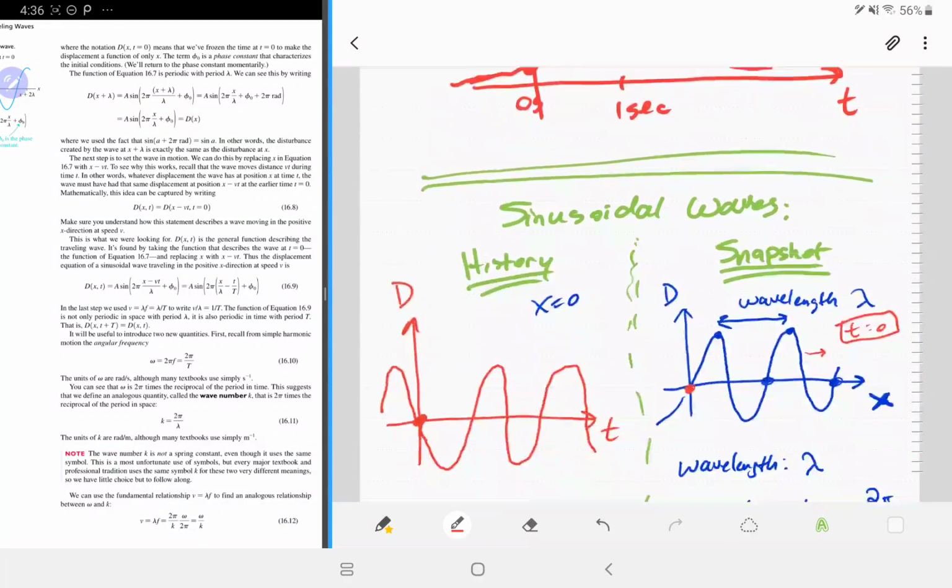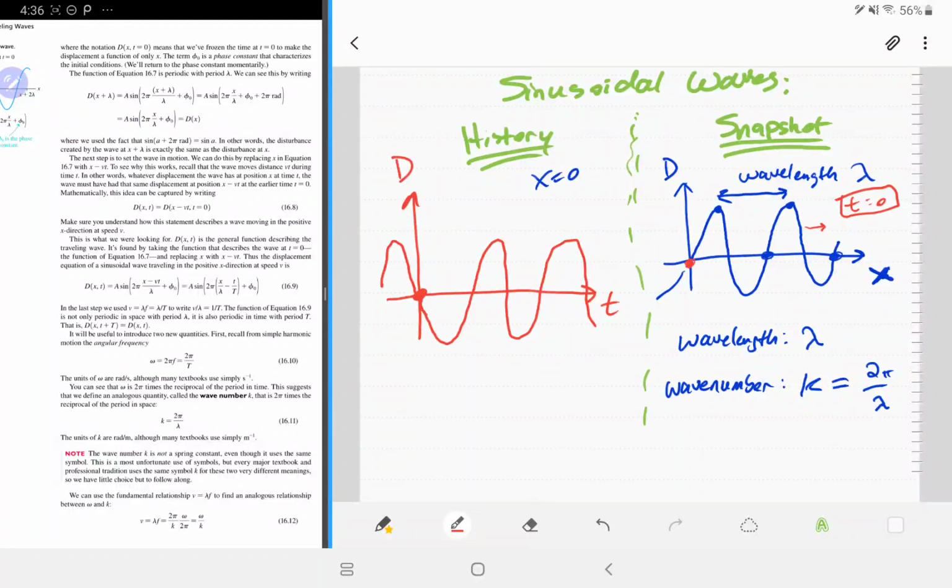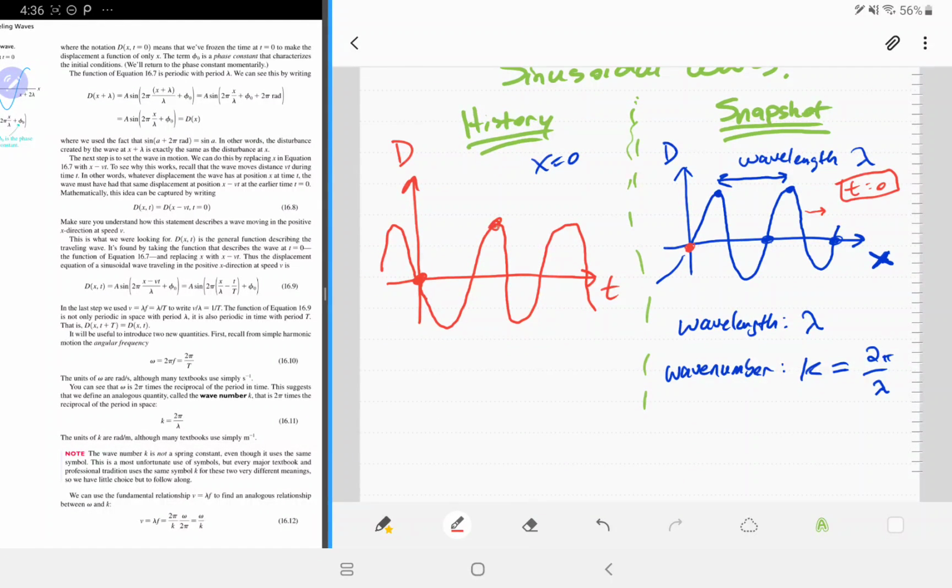So if you invert horizontally, it just looks the same. Okay, now the type of information you get from a history graph is very different. So if I look from peak to peak, or trough to trough, or whatever, this is going to be the period. This is the amount of time it takes to undergo one full oscillation.